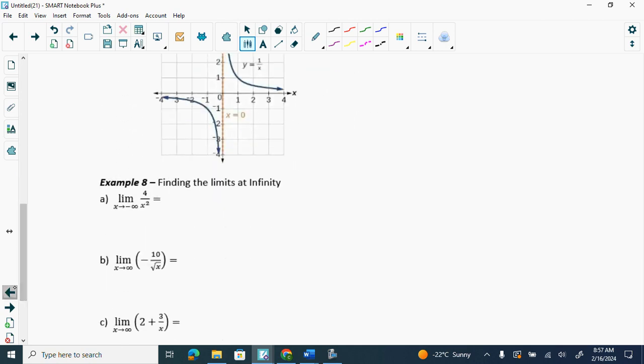So if we look at this, I have the limit as x approaches negative infinity of 4 over x squared. What's it going to result in? 0, because when I put in numbers for x as I approach infinity, I'm going to square them. It's going to get really, really large. I'm going to get 4 over that. I'm going to get 0.000000000000004, let's say. Well, that rounds to 0.